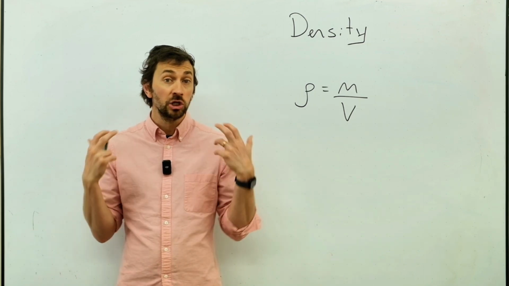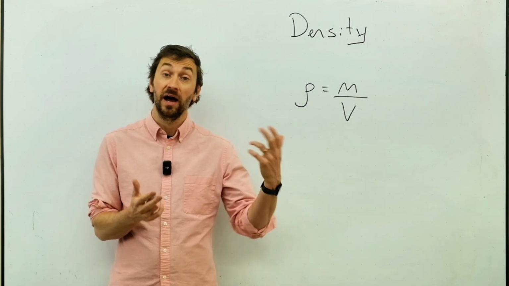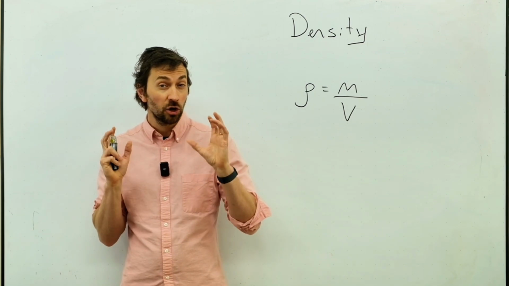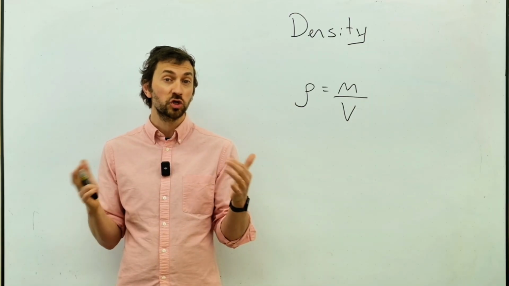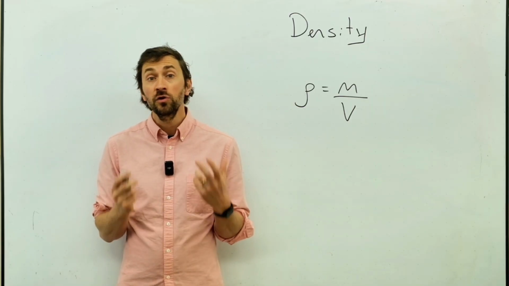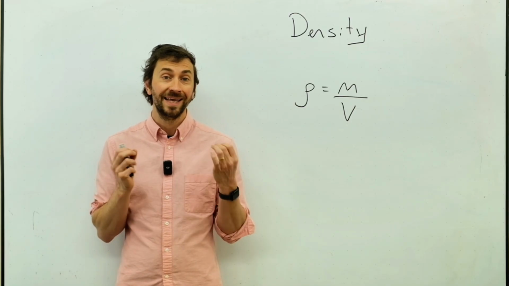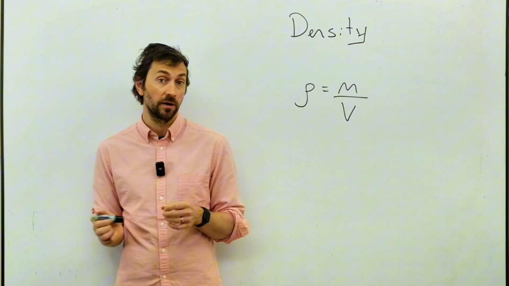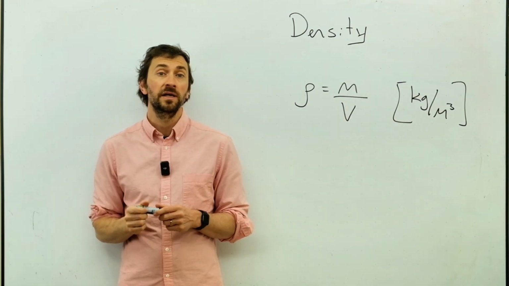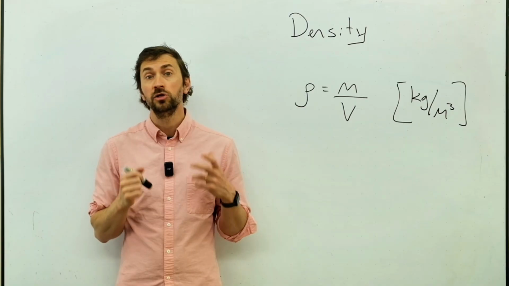So if something has a larger mass, it's going to have a higher density. But if it has a larger volume, it's going to have a smaller density. The units for density are going to be kilograms per meters cubed.